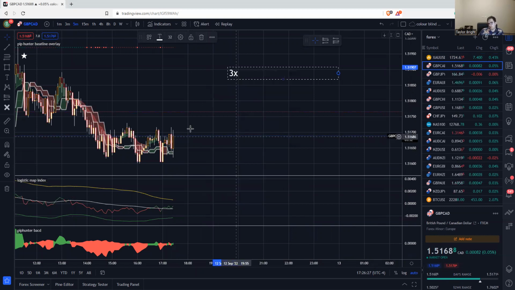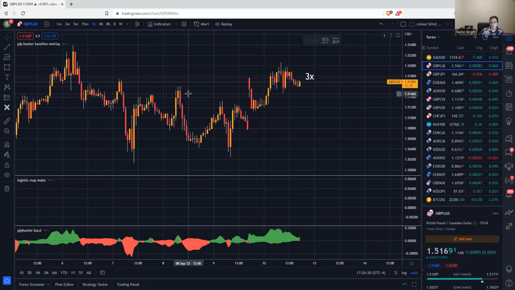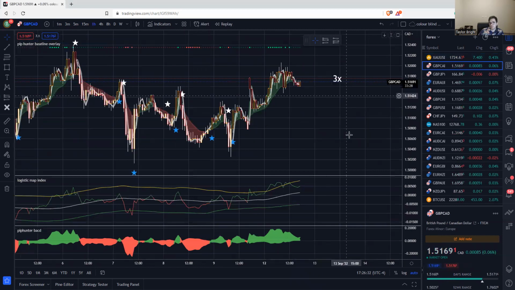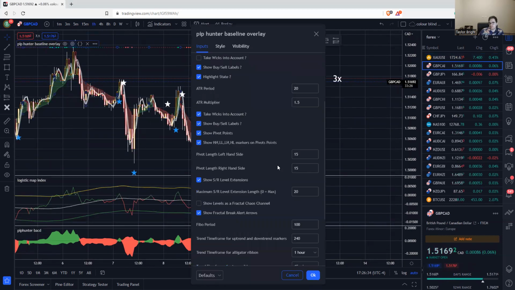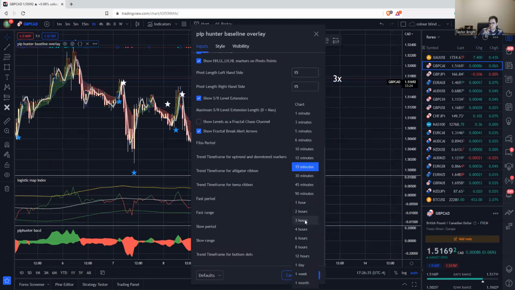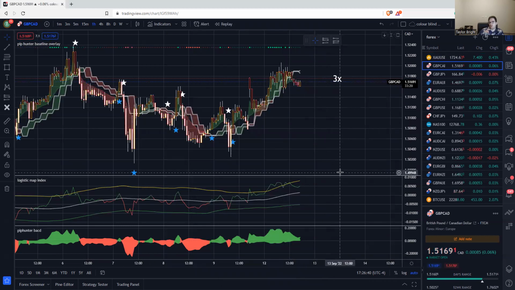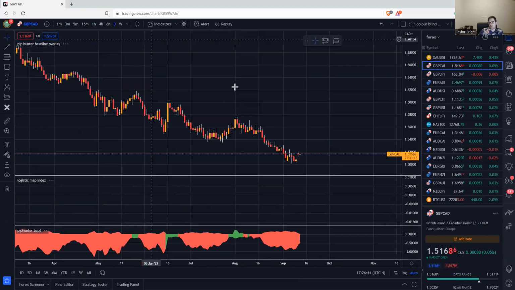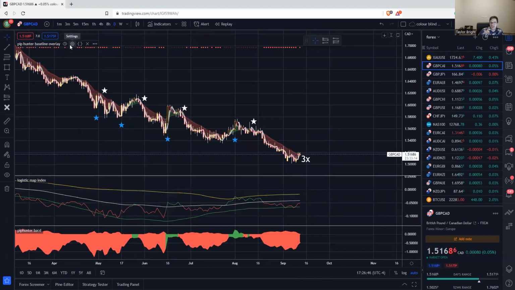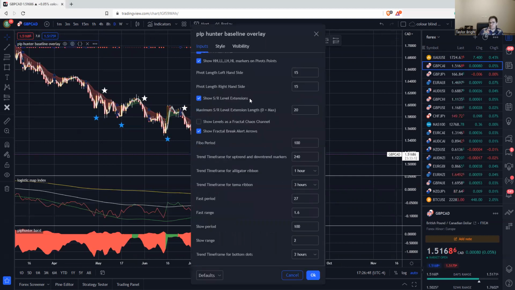If we want to use it on a larger time frame, say we jump to an hour, then we need to take our baseline overlay and we need to make this 3 hours. And then suddenly this will now be appropriate for a larger time frame. Say you want to trade a daily chart, then you would have to add a 3-day time frame into your top bar, and then you can do it.